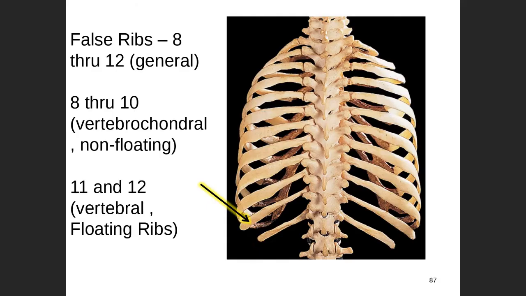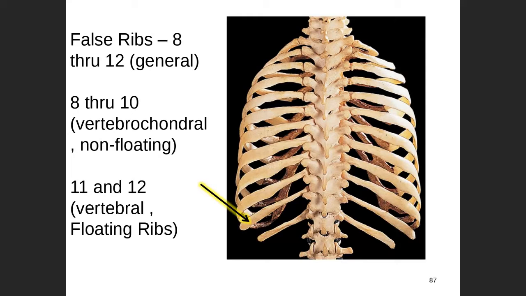Now I can almost guarantee you will see this again, this specific slide here. It'll have an arrow pointing, usually to either these 2 ribs or these bottom 3 ribs here. So let's review. False ribs are going to be 8 through 12. That means that they don't directly attach to the sternum.